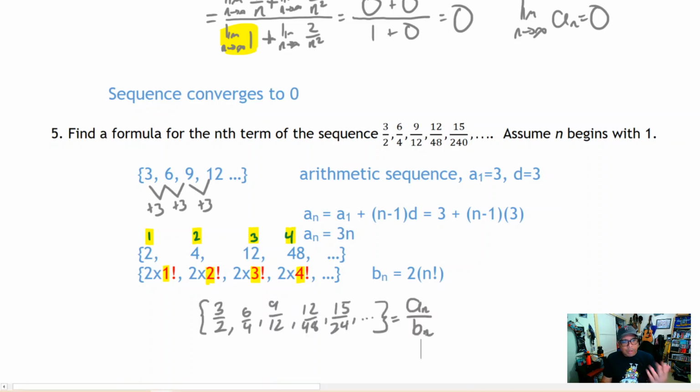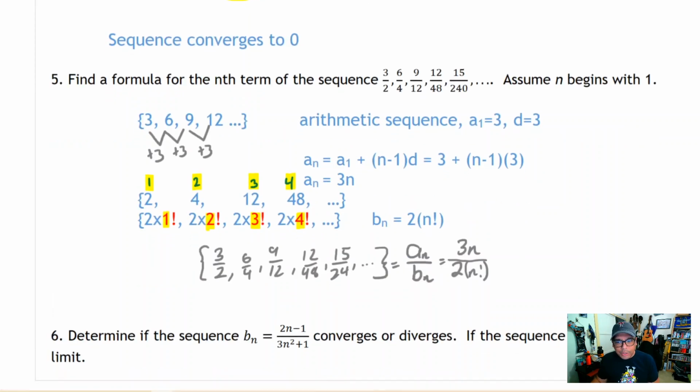So put together with the numerator and denominator, we just need to put the general term for the numerator on top of the general term for the denominator. And that's 3n over 2 times n factorial. And basically, you should probably start getting used to the factorial sequence, because that is going to play a role in what we do, especially in Chapter 10.